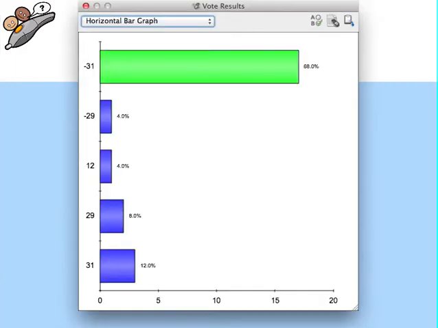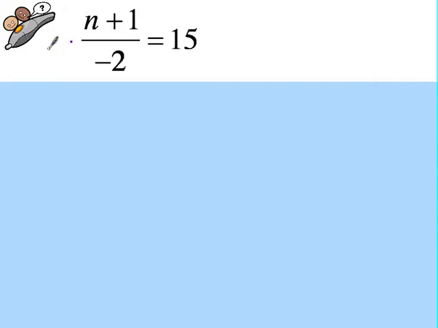So the answer is negative 31. Nice job. Okay, where we get that is we're just going to go ahead and multiply both sides by negative 2. So you end up getting n plus 1 equals negative 30. When you subtract 1 from both sides, you end up getting negative 31.